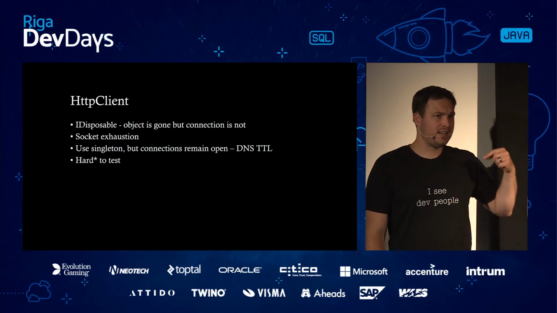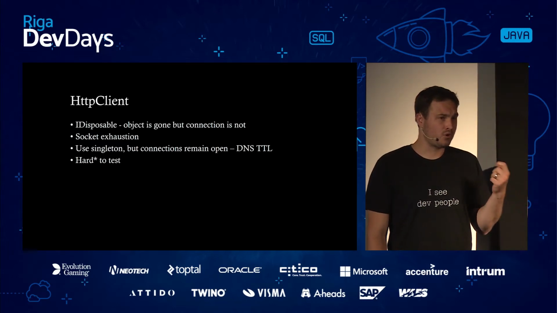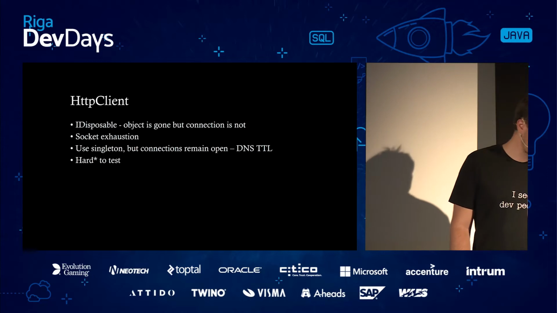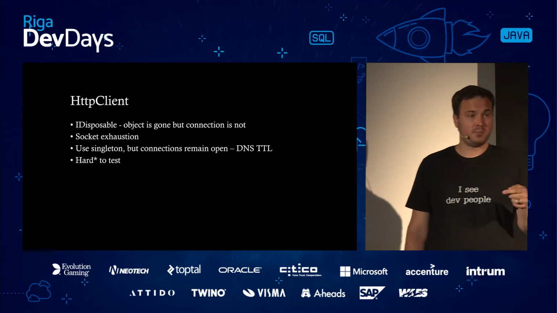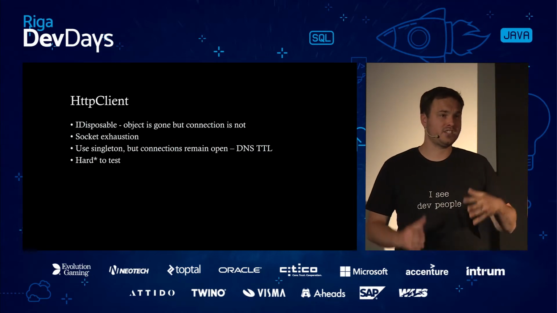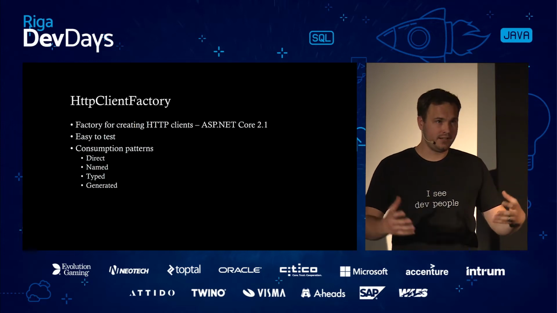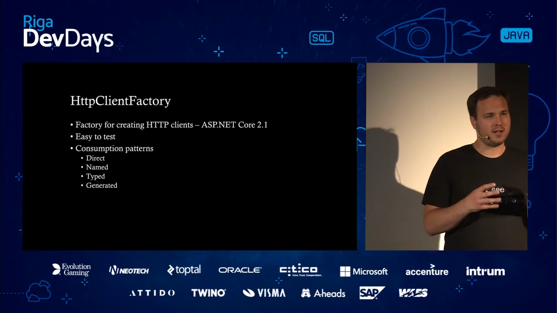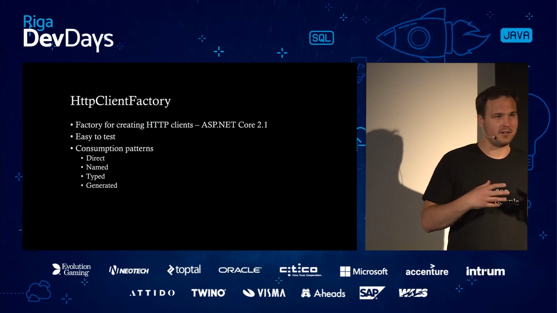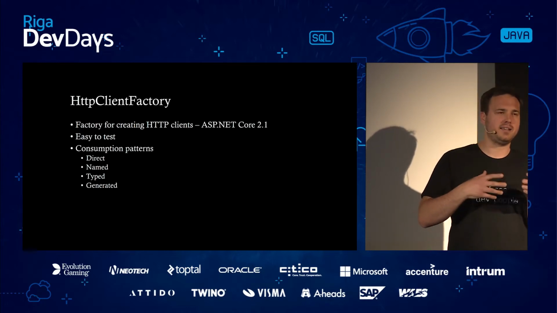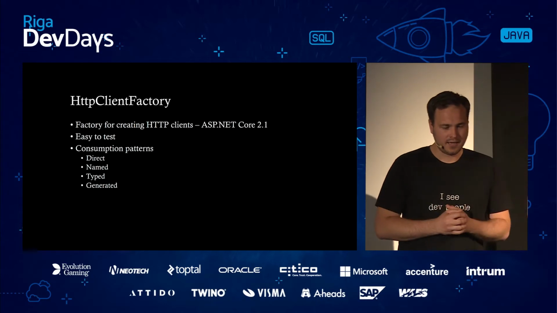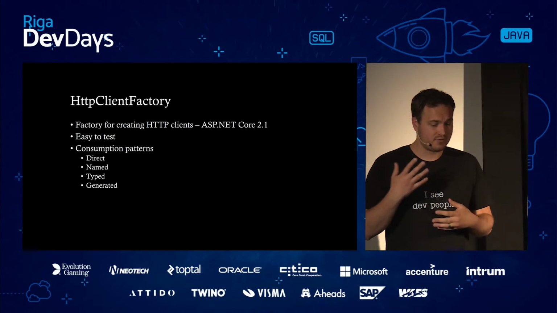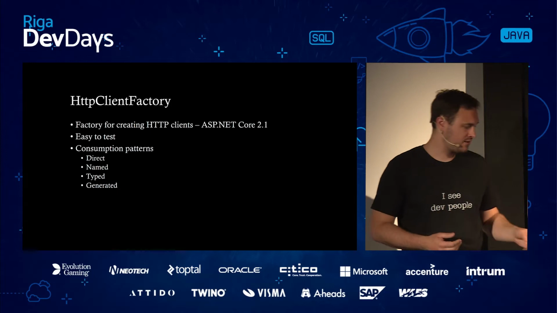They've actually yesterday launched ASP.NET Core 2.1 officially, which means HTTP Client Factory is shipped. Now, HTTP Client Factory is a factory that gives you an instance of HTTP client. And it works more on a delegating handler, kind of a middleware, client-side delegating handler concept. It's easy to test, and it comes with 4 types of usage patterns.